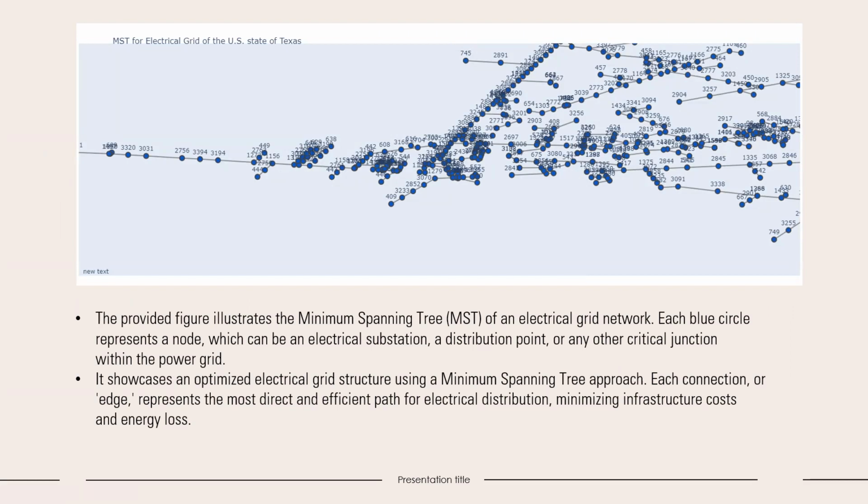Yeah, this figure illustrates the minimum spanning tree of an electrical grid network. So each blue circle there represents a node. The number displayed above each node denotes the unique identifier for that particular node. Edges, which are represented by lines, connect the nodes, and these connections are chosen to ensure the overall length of the distribution path is minimized, which is the fundamental aspect of reducing transmission loss and costs within the grid. So the absence of any intersecting lines suggests that the MST successfully avoids unnecessary redundancy.